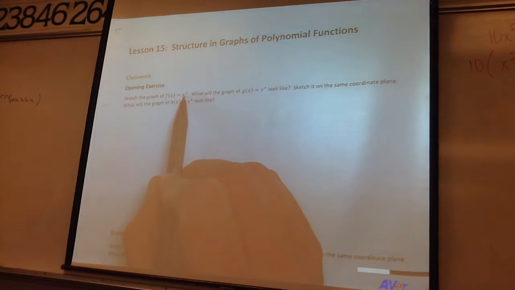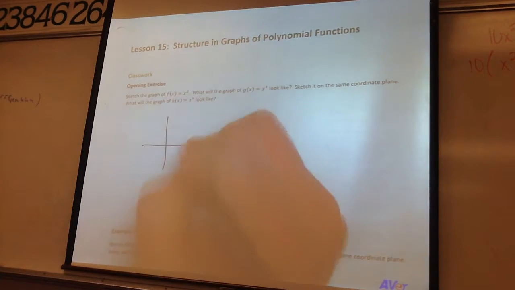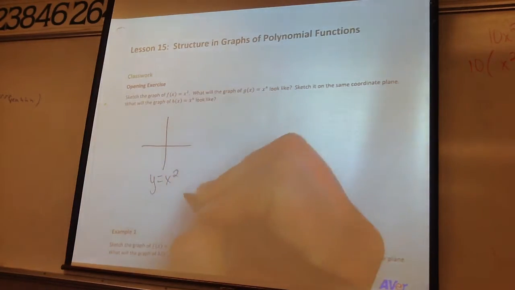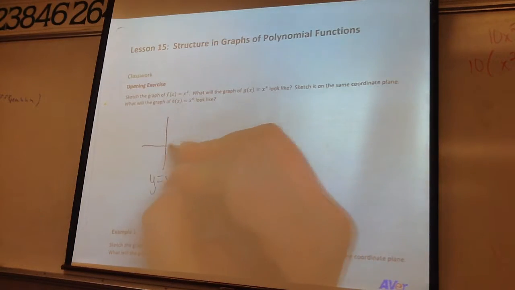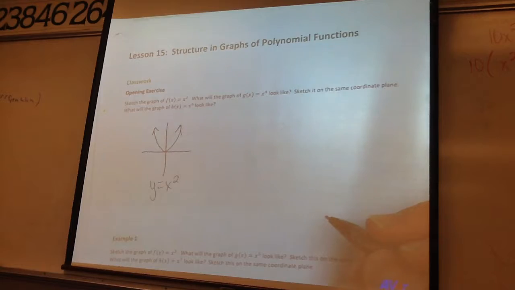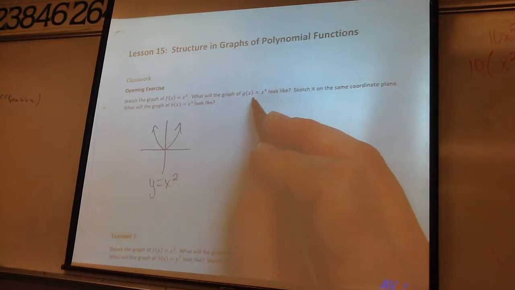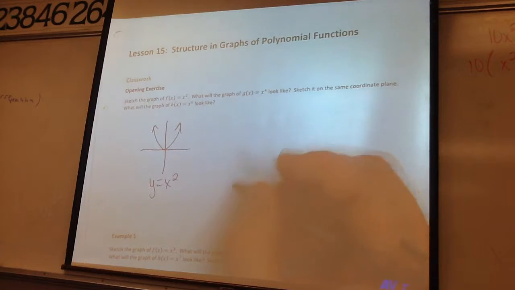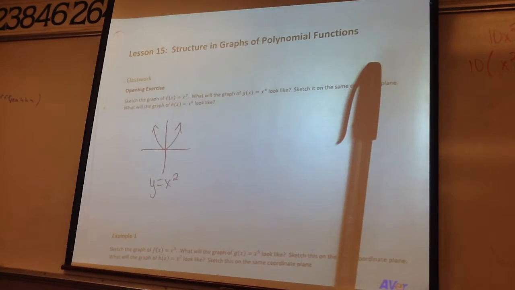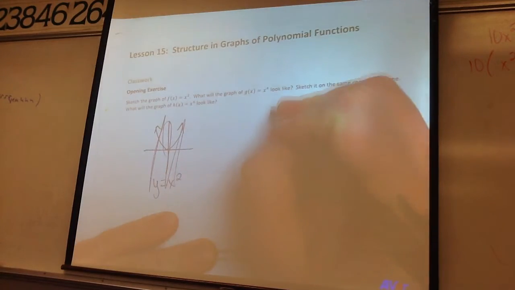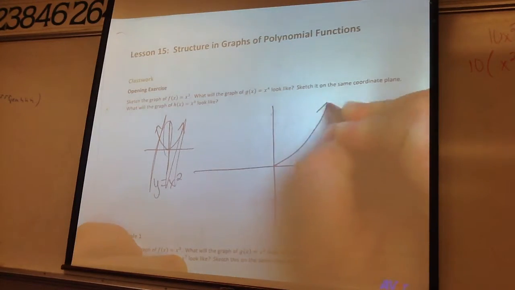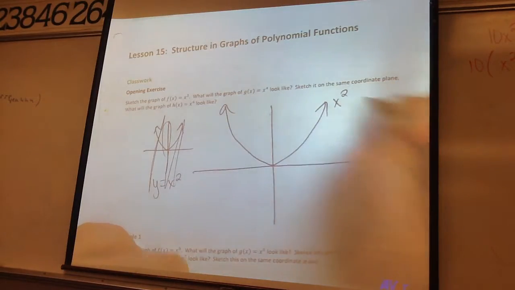Sketch a graph of y equals x squared. What will the graph of y equals x to the fourth look like? Not quite the same but skinnier. The same but skinnier. So it goes up faster. If I get multiple colors. There's y equals x squared.